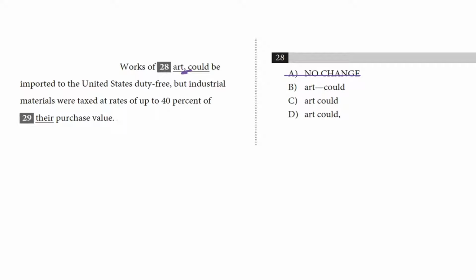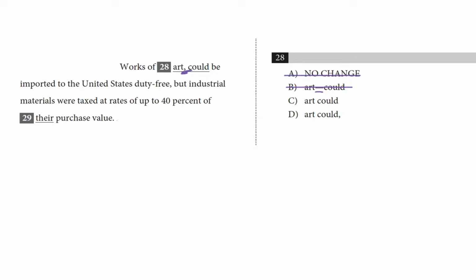Choice B uses a single dash, so that means it has to follow an independent clause. Does it? No, it comes right after "works of art," and that can't be its own sentence. It doesn't have a main verb. And it's wrong for another reason, which is that it puts an unnecessary punctuation mark between a subject and a verb, so bye-bye, choice B.